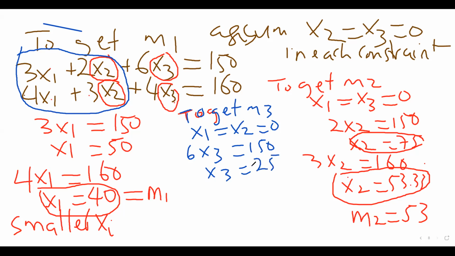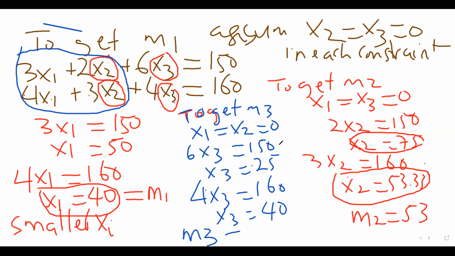25. Okay, 25. And then you have the next one to be 4x3 equal to 160. So x3 is equal to 40. So again, we have 25 for one, and 40 for the other. So our M3 will be the smaller one, which is 25.